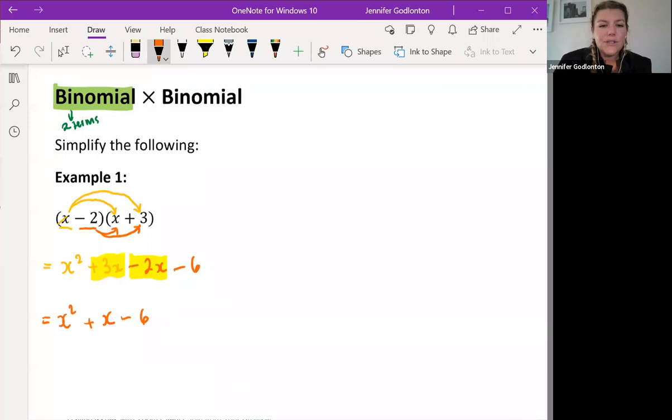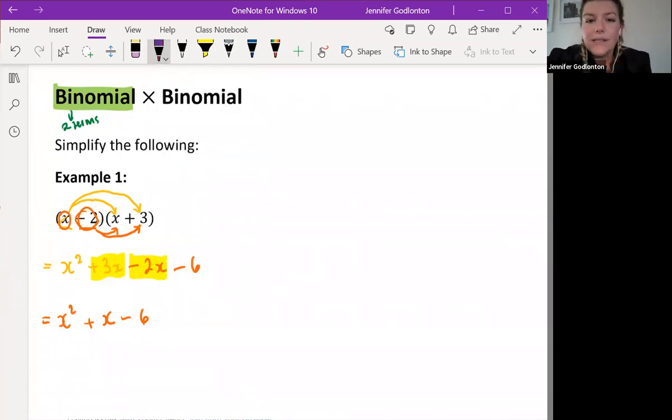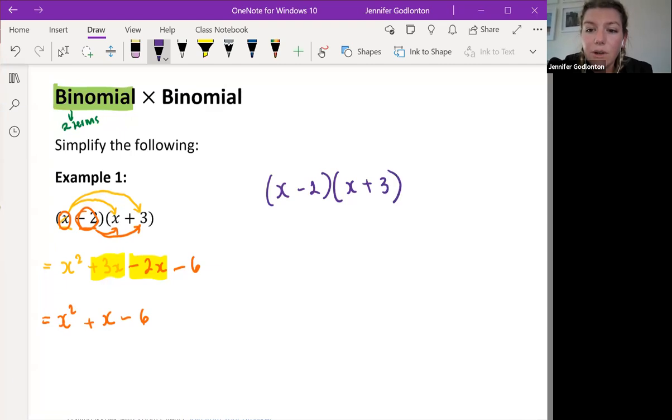So basically, you just have to think, I'm going to take the first term in the first bracket and multiply it with both things in the second bracket. And then I'm going to take the second term in the first bracket and multiply it by both things in the second bracket. Now, if you have learned FOIL in school, you're doing the same thing. But let's just write out exactly what that means for anyone who felt confused.